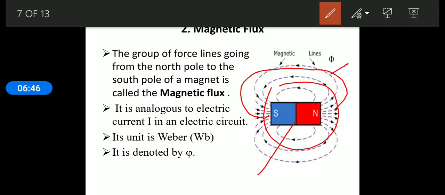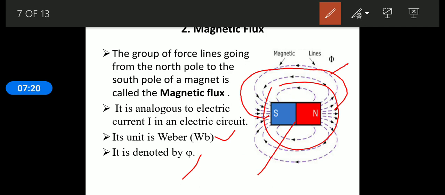It is analogous to electrical current I in an electrical circuit. That is, the flux is analogous to electric current I in an electric circuit. The unit of magnetic flux is the Weber, denoted by Wb, and flux is denoted by phi.